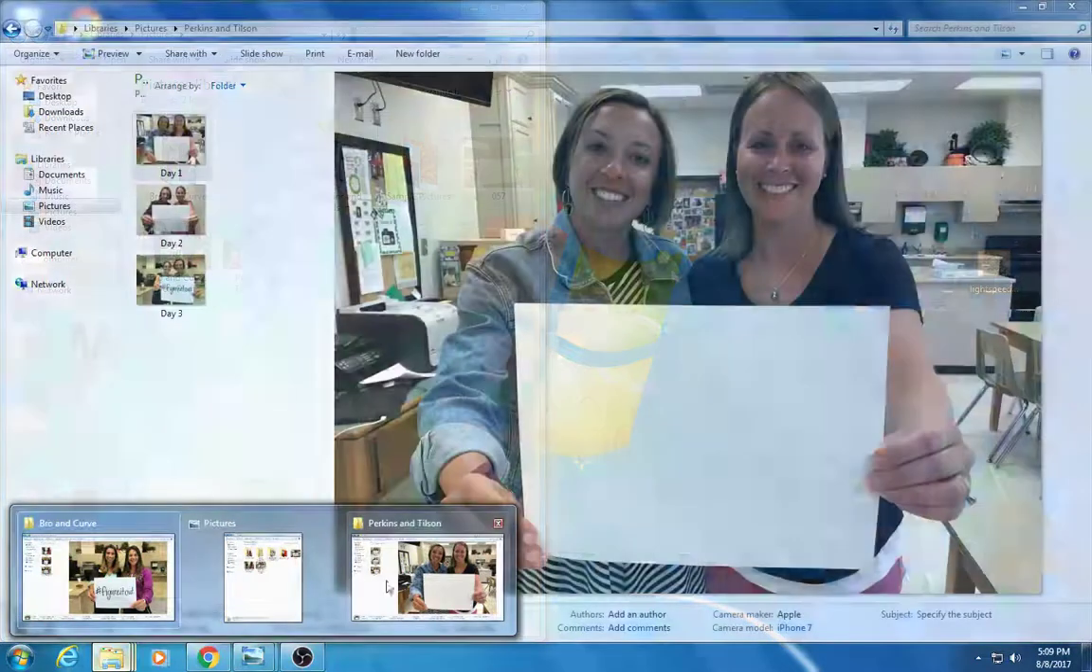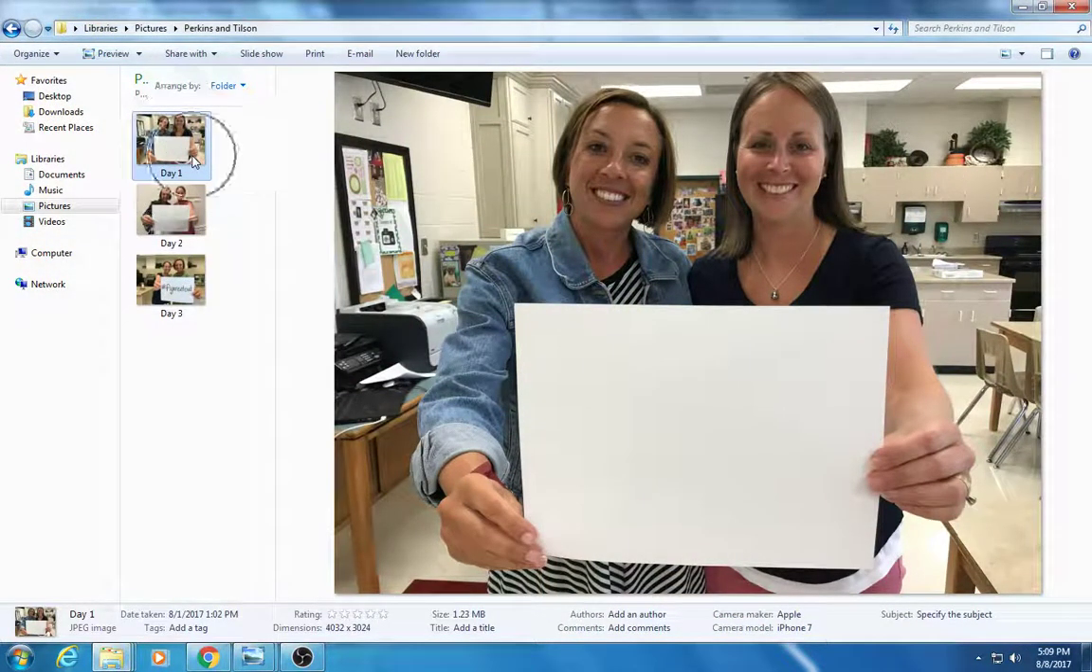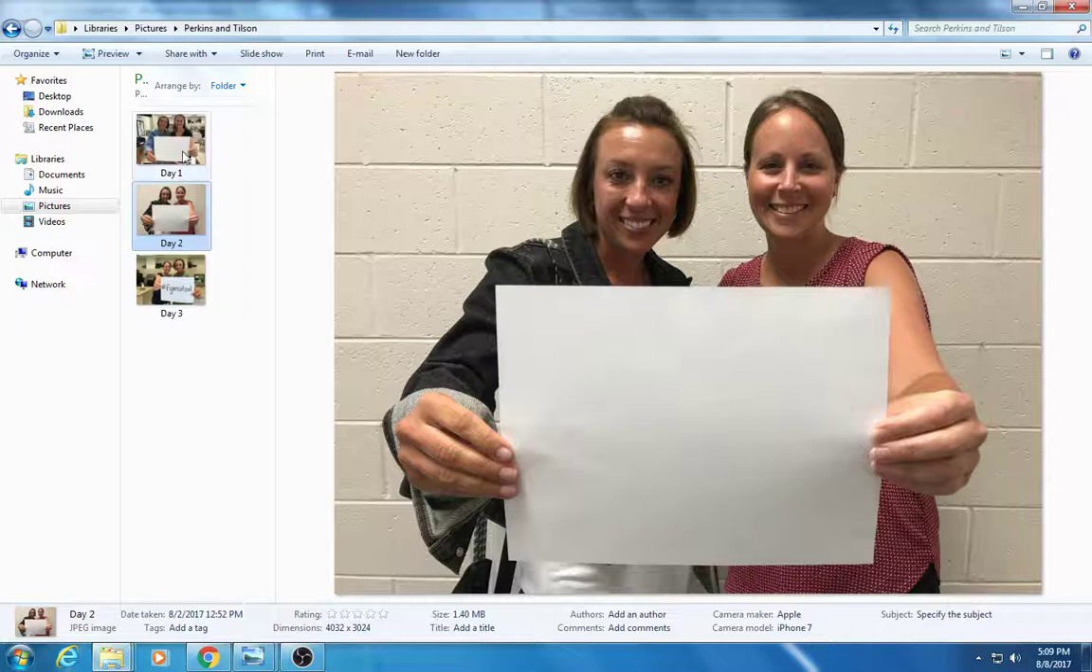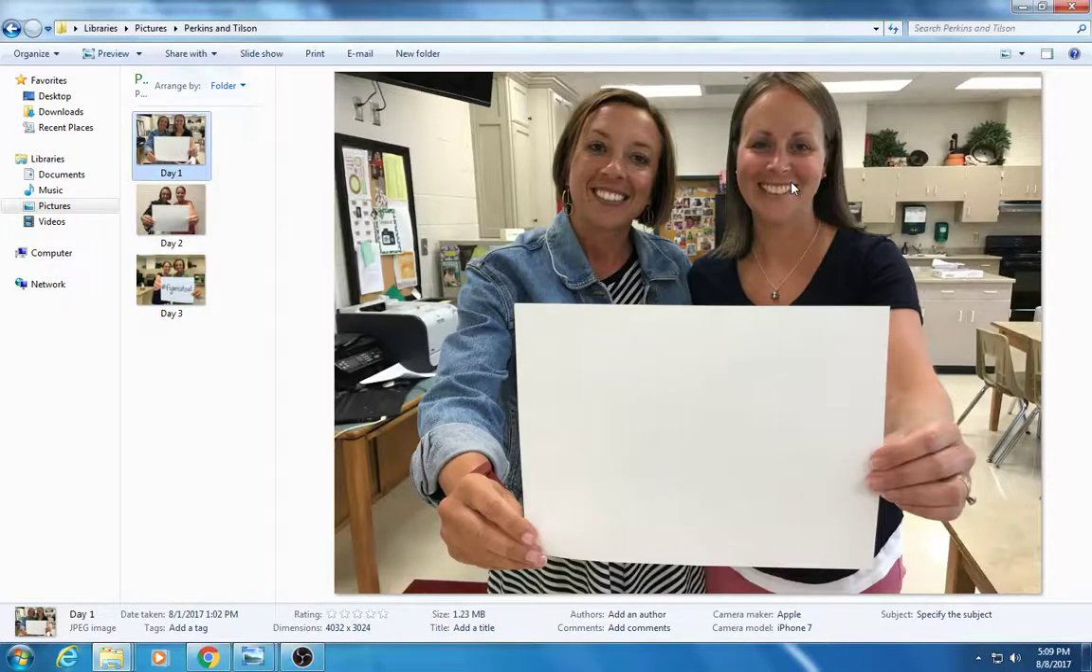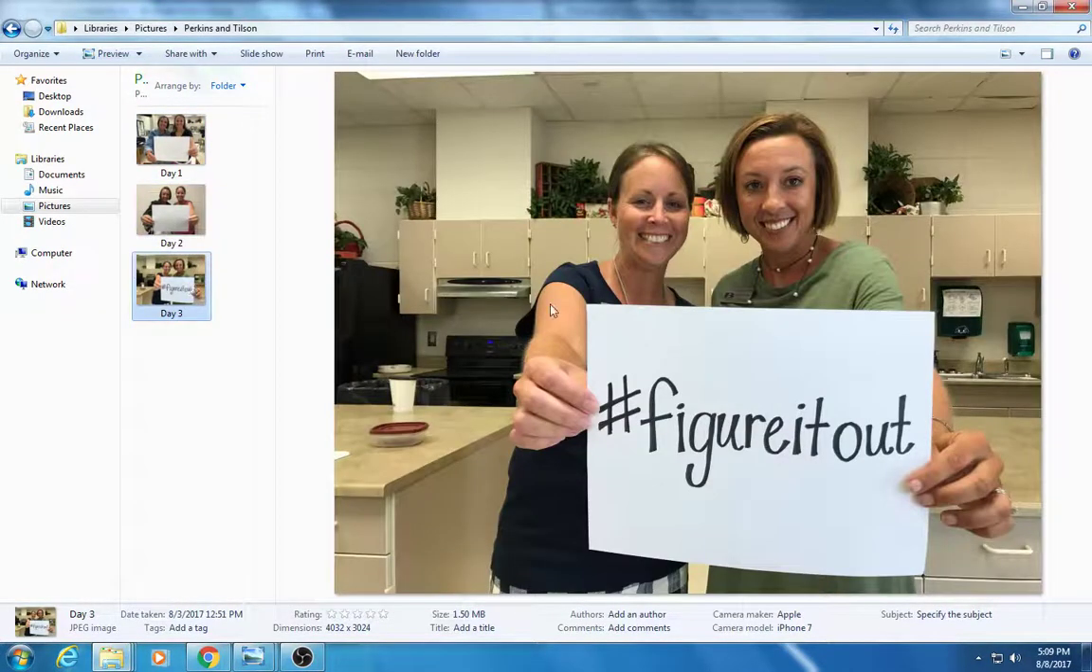Now, if you don't want to do a fourth picture, you can just write a message there. Now, let's look at Mrs. Perkins and Miss Tilson's. Theirs is pretty straightforward. They held their piece of paper close to the camera, which is good. And then on the second day, they decided to do this pose. I think they're still on the same side. But then on the third day, they switched around, and Mrs. Tilson is on this side. So theirs is pretty straightforward.